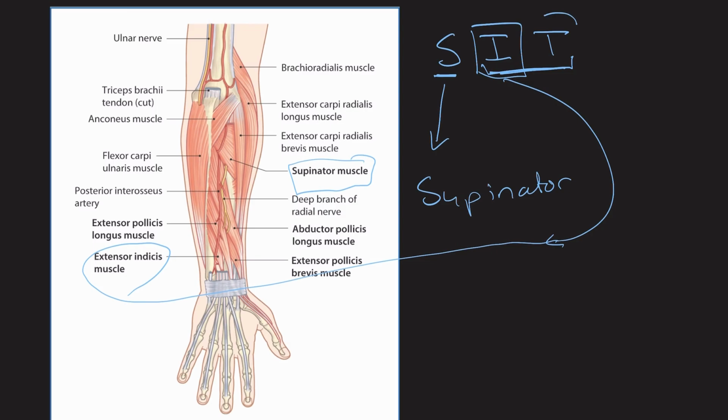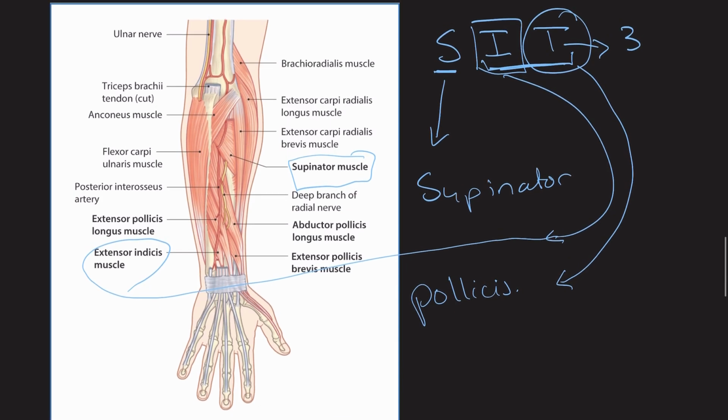And the final T here stands for thumb. In anatomy, we call the thumb pollicis. The T stands for thumb and also for the number 3, because there are three thumb muscles. Two of them are extensors and one is an abductor. So the abductor is abductor pollicis longus, then we've got extensor pollicis longus, and then extensor pollicis brevis muscle. These are all the muscles of the forearm.